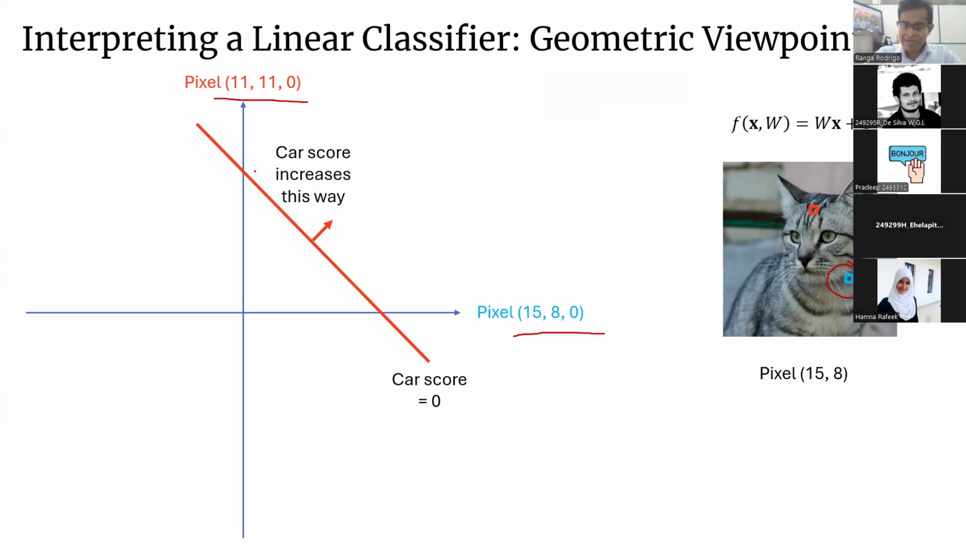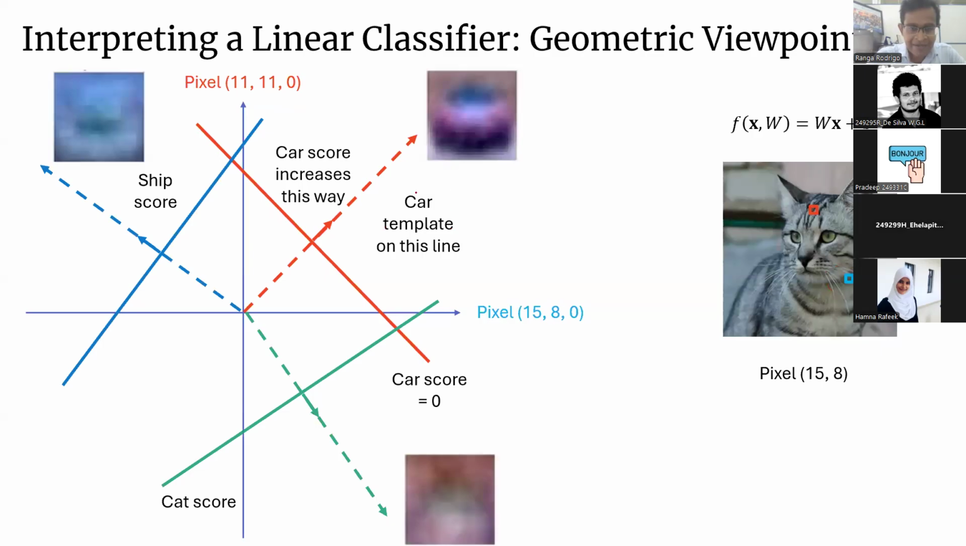So now you can see this is a line. So cat score increases this way. Okay? And not cat score, I'm sorry, this car score. Cat score is here. Car score increases this way. Car template on this line. So car score is 0 on this line. So like that, we can have a geometric point of view. So then the ship score and then the cat score and so on.